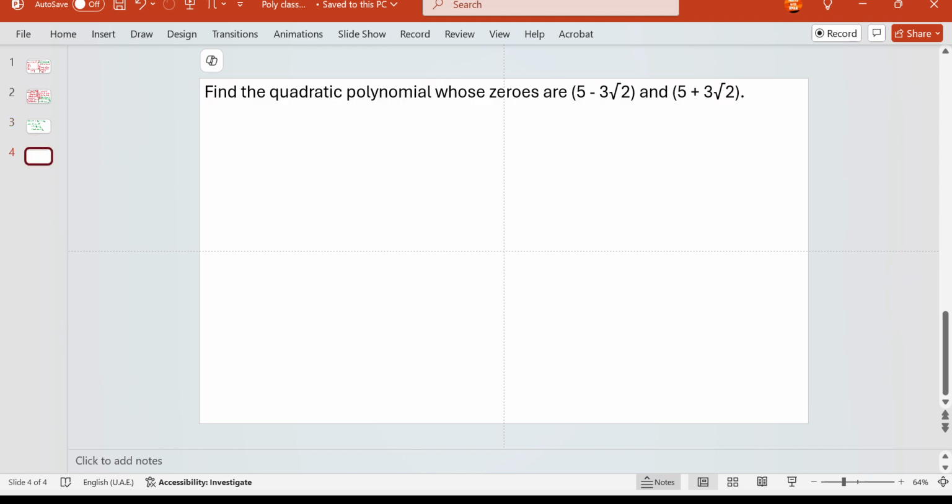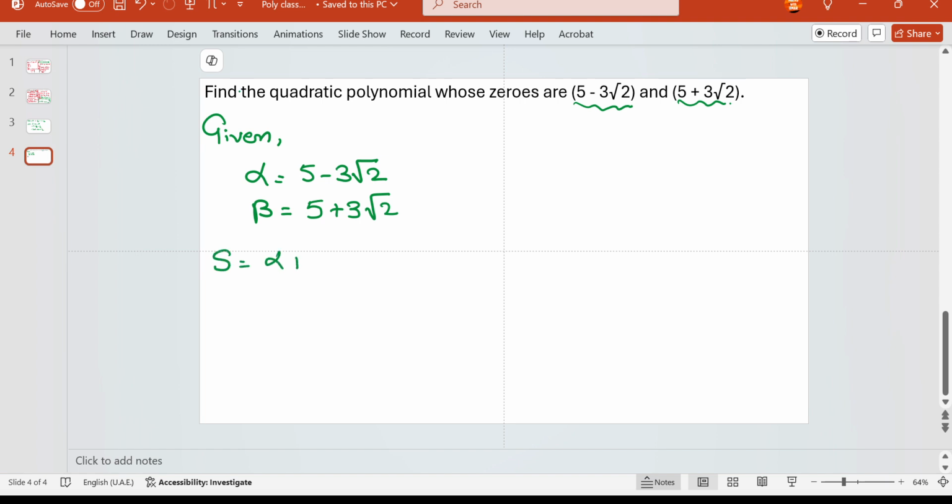Now find the quadratic polynomial whose zeros are, this is one zero and this is another zero. So what is given, my dear students? Alpha is equal to 5 minus 3 root 2 and beta equals 5 plus 3 root 2. In order to find the polynomial, we have x square minus sum of zeros into x plus product of zeros. Let us find out sum of zeros, that is alpha plus beta, equal to 5 minus 3 root 2 plus 5 plus 3 root 2.